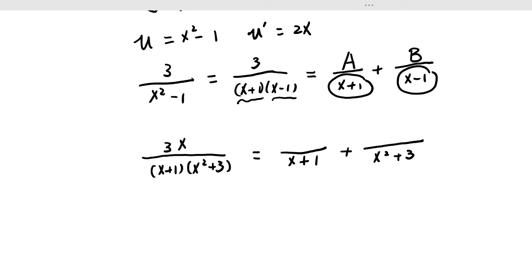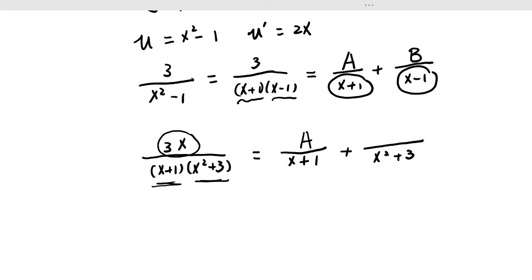Do I care about the 3x on the top? I don't. I just follow my factors right here. The first one is x plus 1. It's a linear function, meaning it's a straight line function. It's mx plus b. So whenever we have a linear function, our top will be a constant number, a.